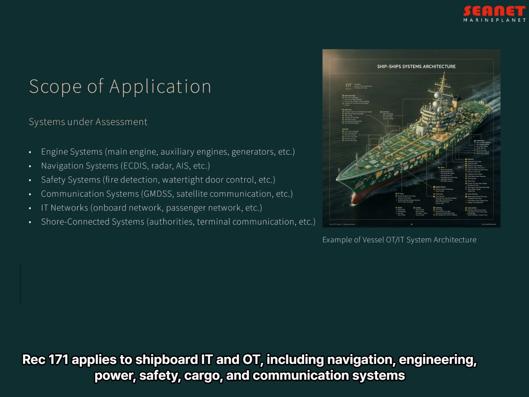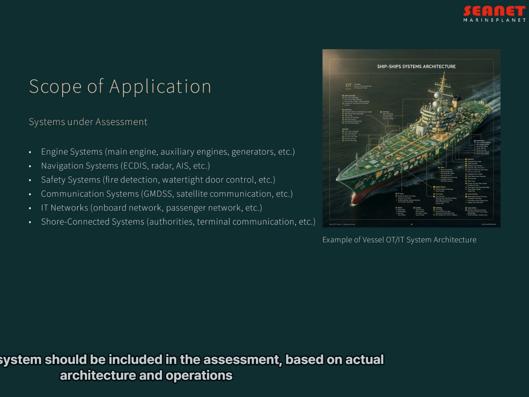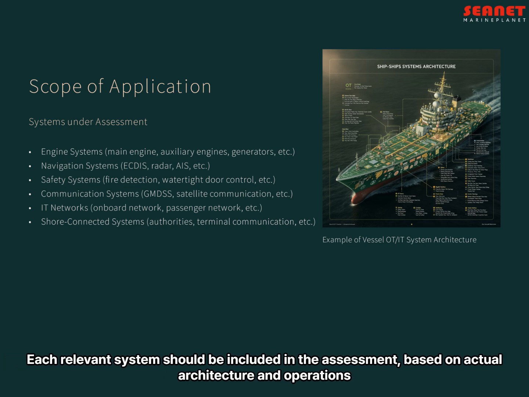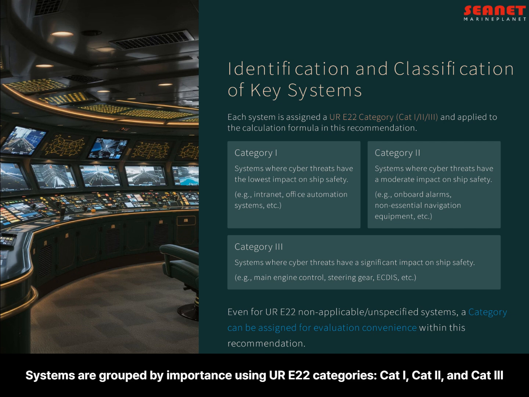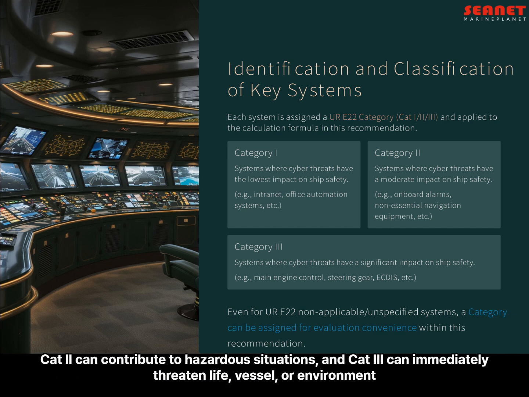Rec. 171 applies to shipboard IT and OT, including navigation, engineering, power, safety, cargo, and communication systems. Each relevant system should be included in the assessment based on actual architecture and operations. Systems are grouped by importance using UR E22 categories: Category 1, Category 2, and Category 3. Category 1 has no direct safety impact. Category 2 can contribute to hazardous situations, and Category 3 can immediately threaten life, vessel, or environment.